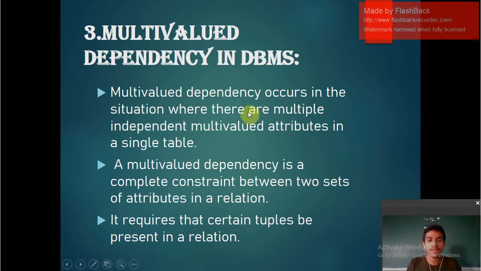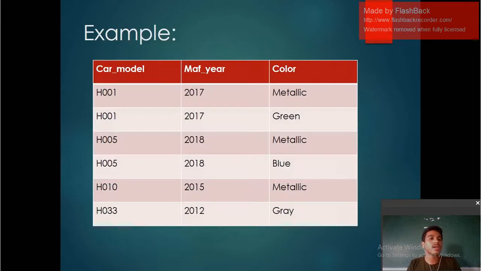We can see here, a multi-valued dependency is a complete constraint between two sets of attributes in a relation, so it requires certain tuples to be present in a relation. Tuple means a row. If a single row can depend upon two other different rows, meaning one row in one column depends upon another column's row and another column's single row, I can show it with an example so you can get it clearly.